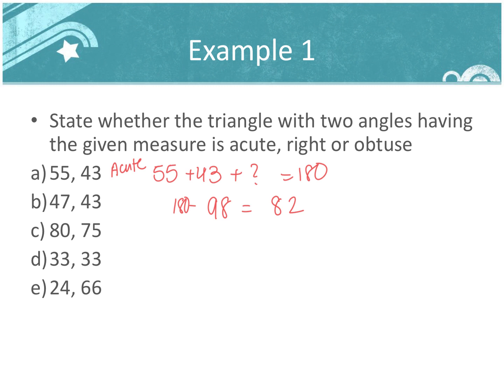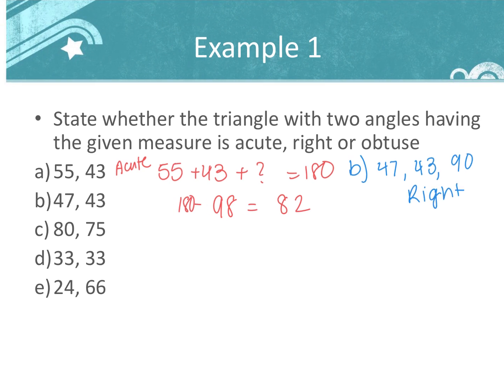All right, I'm going to go ahead and do B right here just so I have more space. What are my measurements? 47, 43, and what should the other one be? What's the third measurement for this angle? 90? So what kind of triangle is this? This is a right. As soon as you see that 90-degree angle, you know it's a right.